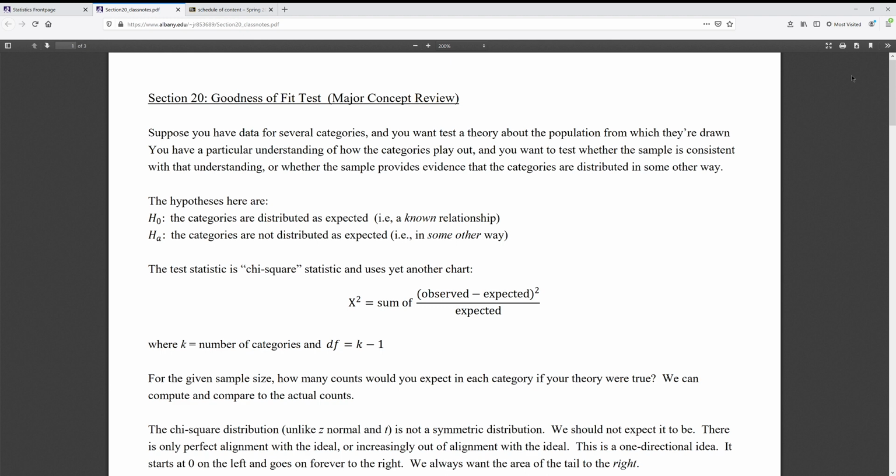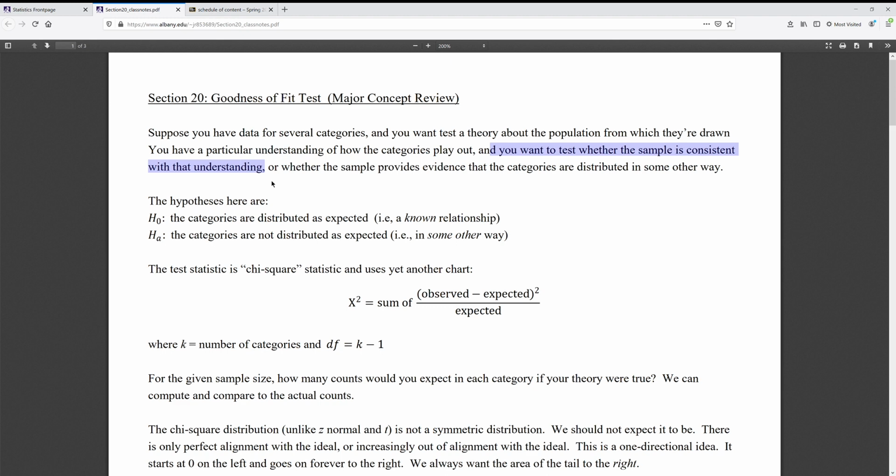Or it could be many categories, and we'll do some more interesting examples later. So you have a particular understanding of how the categories play out, and you want to test that to see whether the sample that you have is consistent with that theory. So you've got the theory that 10% of people in the United States are left-handed and 90% are right-handed. And you've got a sample, let's say, of 100 people, and 8 of them are left-handed and the rest are right-handed. Is that consistent with your understanding that 10% of people are left-handed?